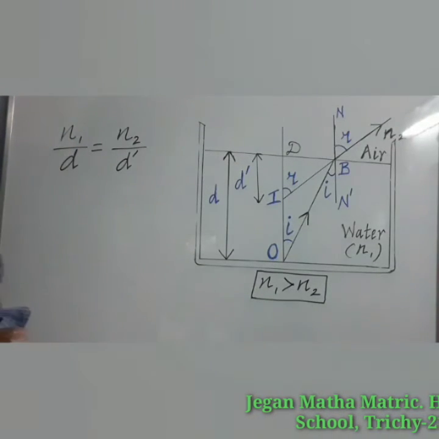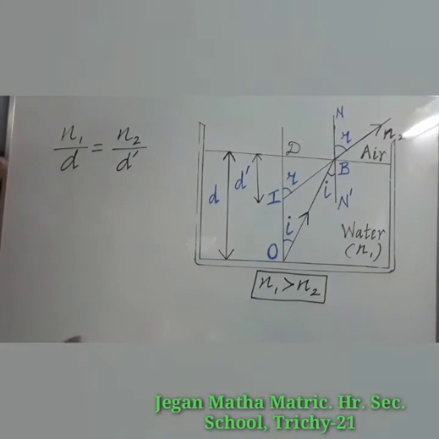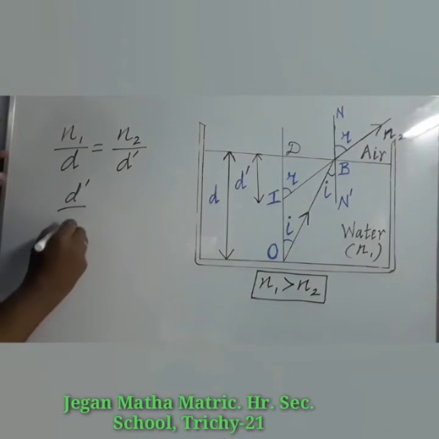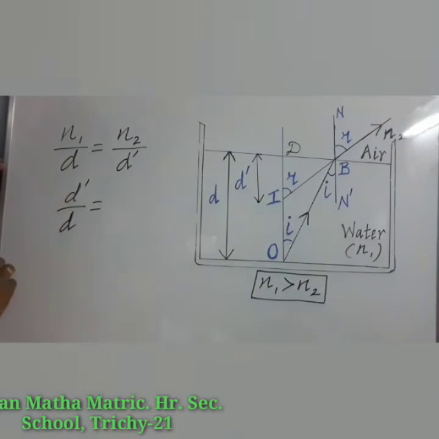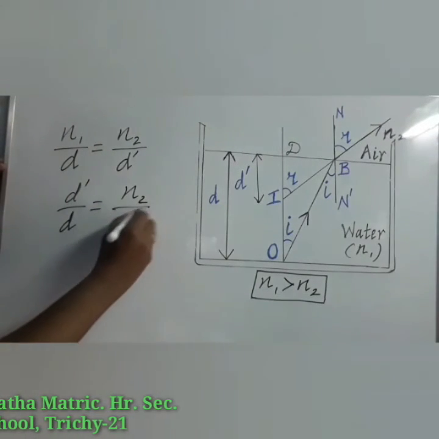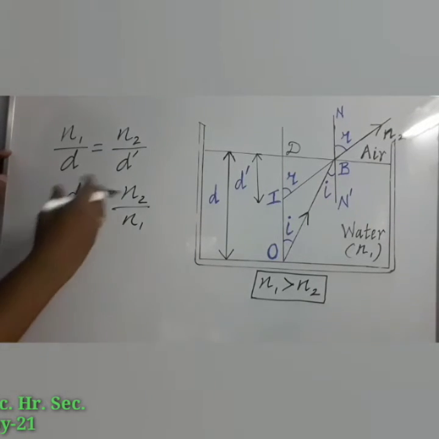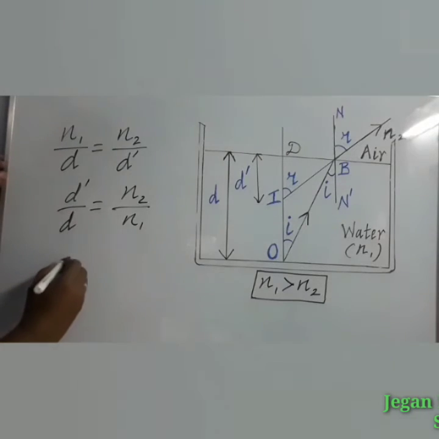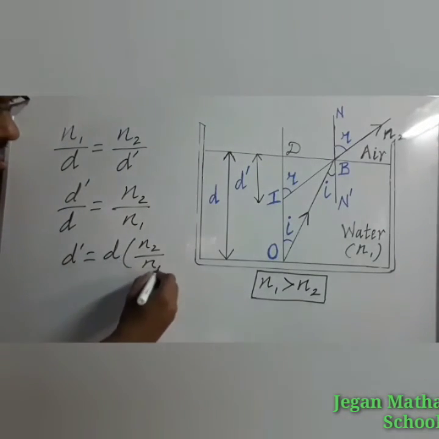I have rearranged the previous equation. In this expression we can find the ratio between the apparent depth and the actual depth. So D dash by D is equal to N2 by N1. Further you can rearrange this equation and get the value of the apparent depth D dash. So D dash is equal to D into N2 by N1.